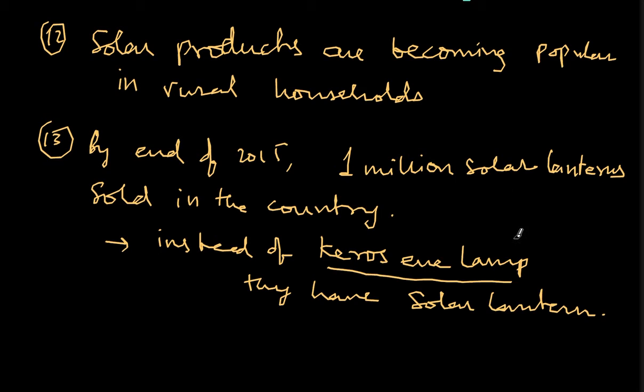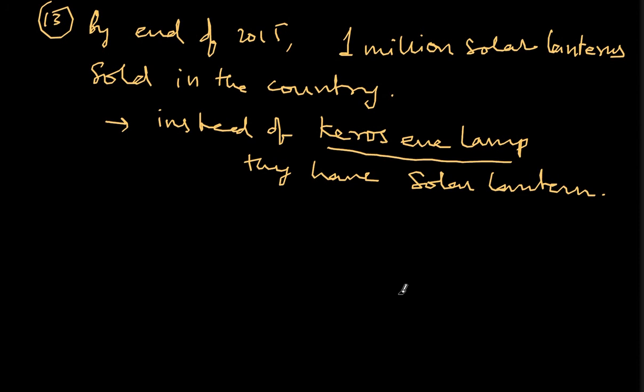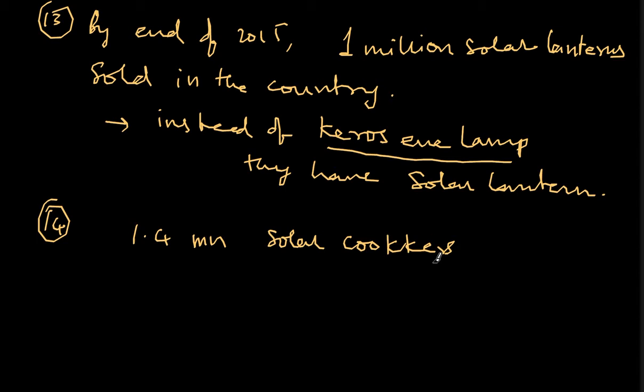There are also several other popular products. So let me quickly write on that. What has become prominent? These are all government programs. So 1.4 million solar cookers. So what is a solar cooker? It uses the sun's heat directly to cook the food. So that is a solar cooker.